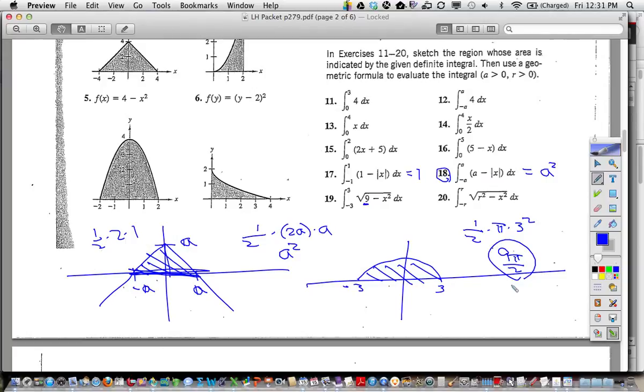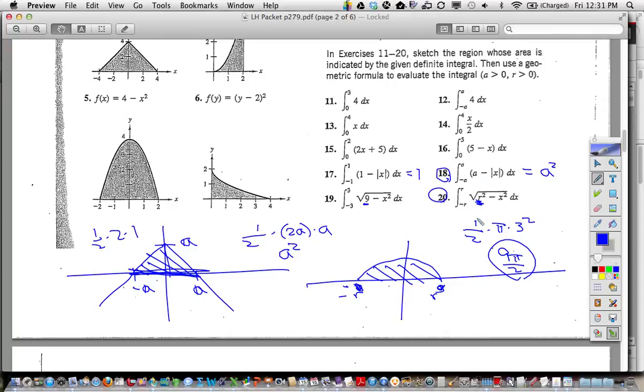9 pi or however you write. Okay? Because it just makes a geometric shape. So this is just the integral between this curve and the x-axis. Okay, well then you go over to 20, what's different? And so from -r to r, and there's your radius right there, r.